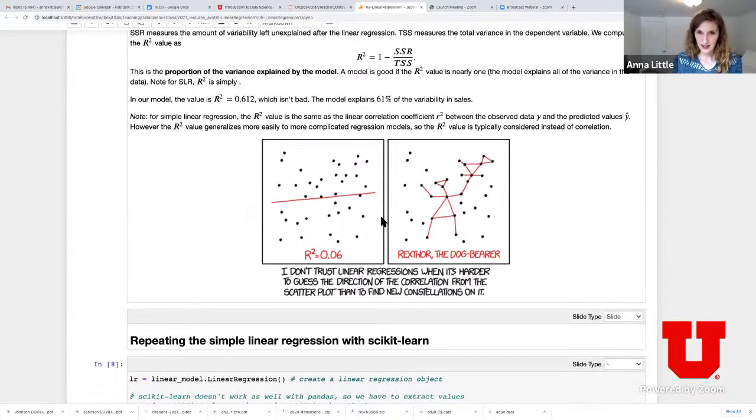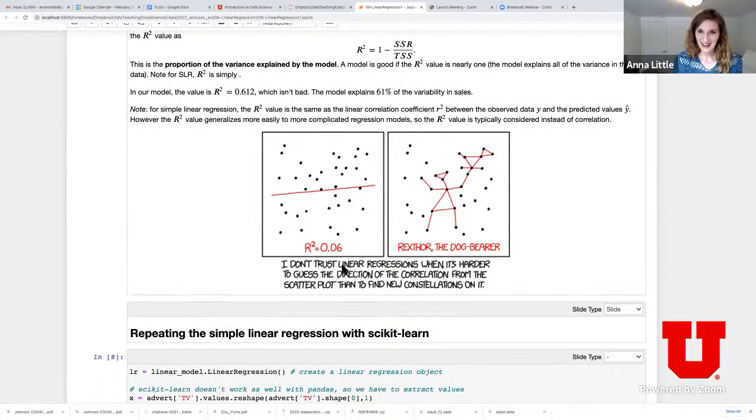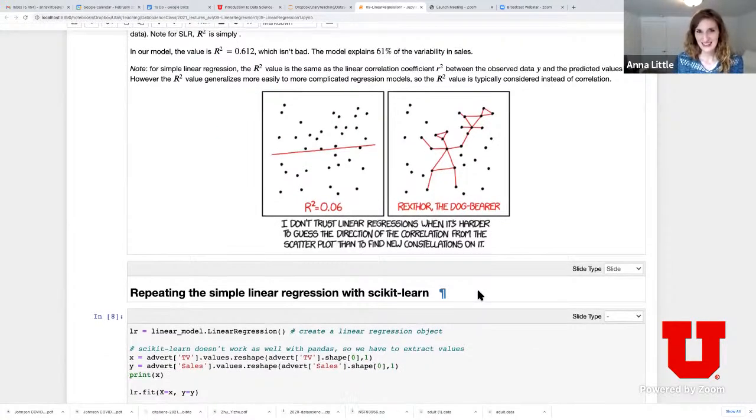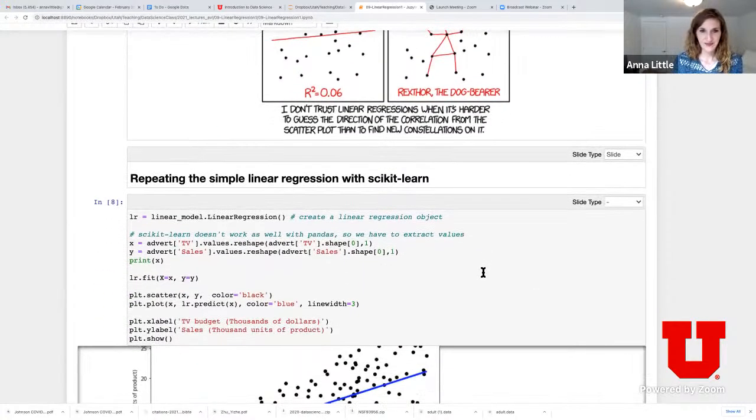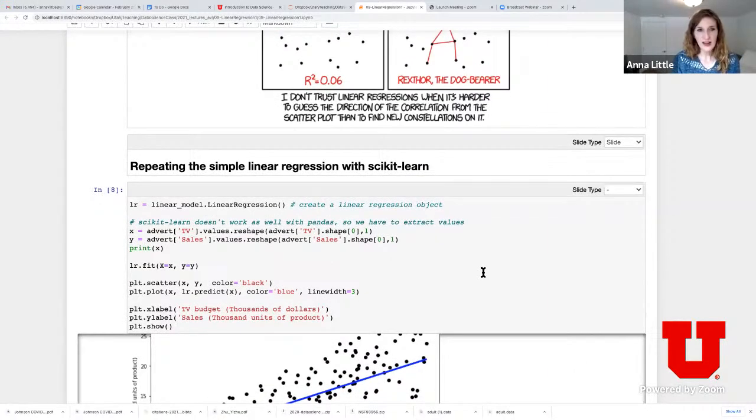Okay, here we have our fun little comic. "I don't trust linear regressions when it's harder to guess the direction of the correlation from the scatter plot than to find new constellations on it." Yeah, that's pretty cute.